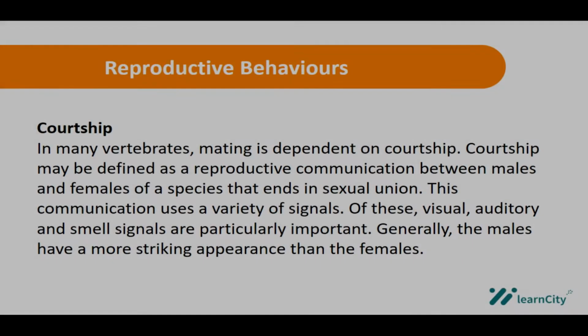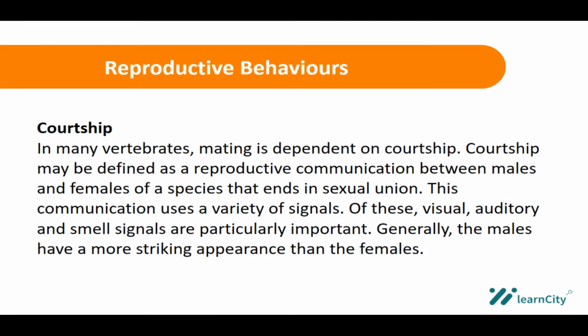Now, this communication can use a variation of signals. We have visual signals, auditory signals, and smell signals. So we have these various signals that are given between the male and the female during courtship. Generally, males have a more striking or more alluring appearance than females in vertebrates.